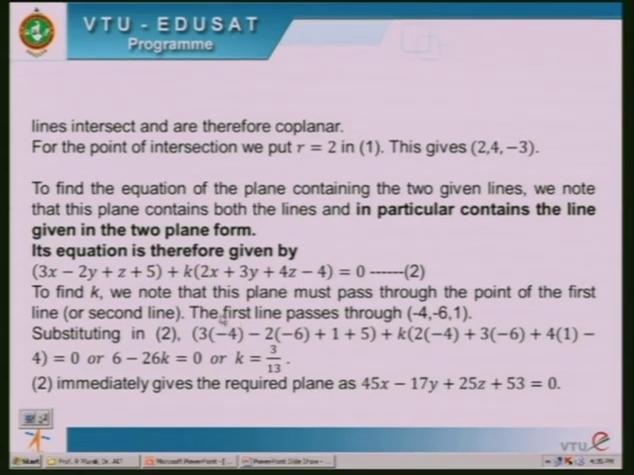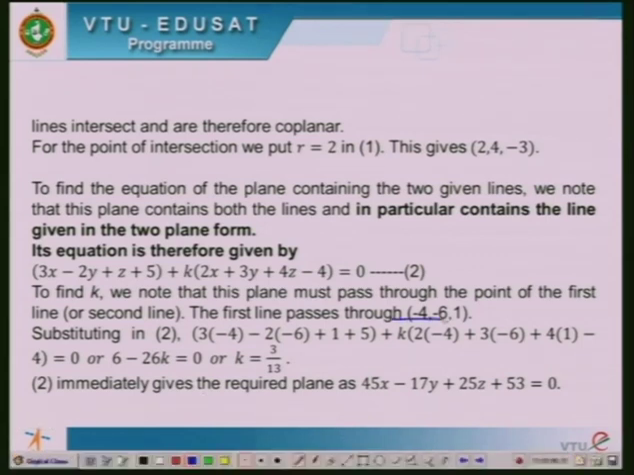So, since the first line passes through the point (-4, -6, 1), you can replace x, y, z in this equation by these values, -4, -6 and 1 respectively. So, you get this expression: 3x, 3 into -4, minus 2y, minus 2 into -6, plus z is 1, plus 5 plus k times 2x, 2 into -4, plus 3y, 3 into -6, plus 4z, which is 4 into 1 plus 4, equal to 0, or you immediately get k equal to 3 by 13.